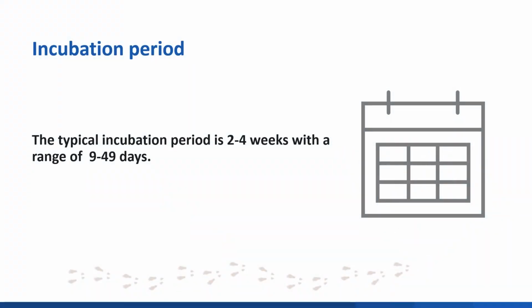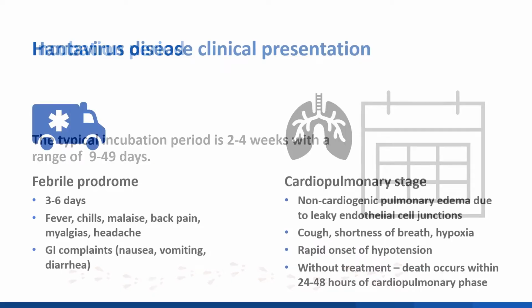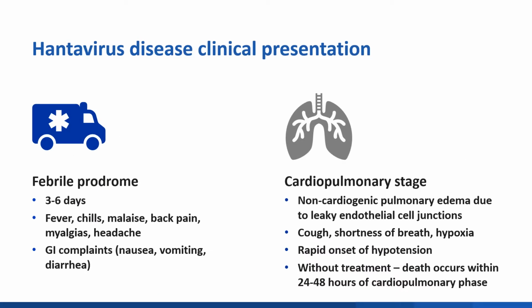The typical incubation period for Sin Nombre hantavirus infection is 2 to 4 weeks with a range of 9 to 49 days. The acute course of hantavirus disease can be broken into 2 stages. The first stage is the febrile prodrome. This lasts approximately 3 to 6 days, and patients may report fever, chills, malaise, back pain, myalgia, and headache. Although many of these patients seek medical evaluation, they are often diagnosed with a nonspecific viral syndrome, and hantavirus is not suspected. The second stage is the cardiopulmonary stage.